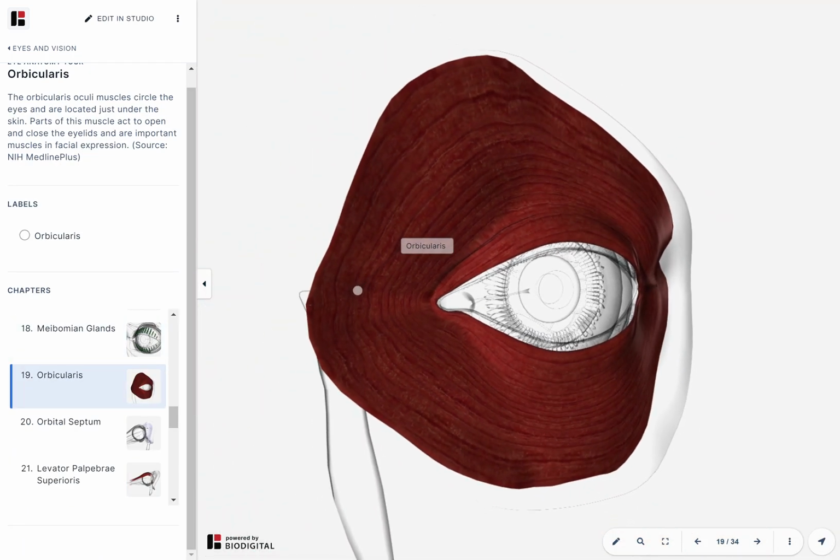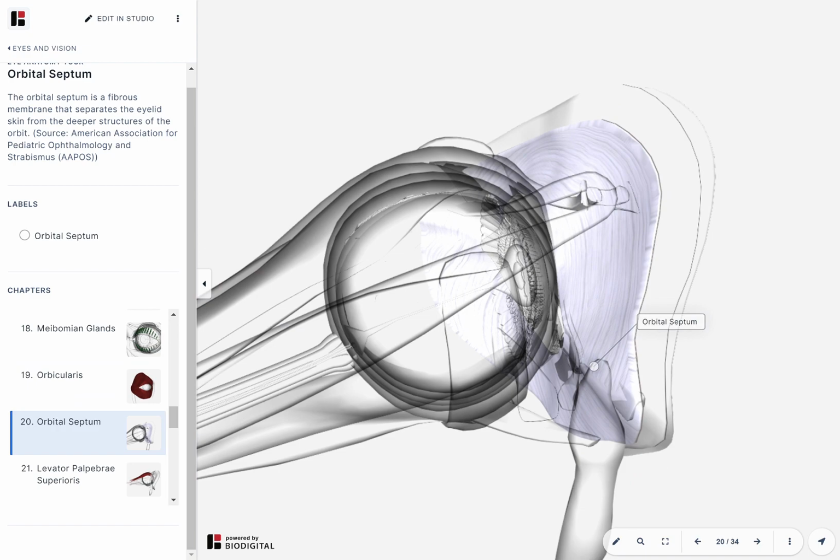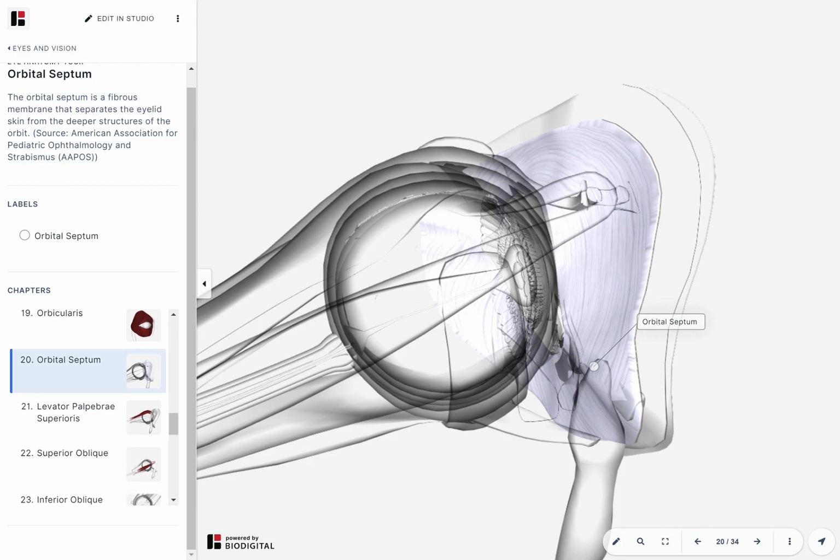Then the muscles. The orbicularis oculi muscle is a huge muscle surrounding the eye, giving one layer of protection. There is the orbital septum, which is another structural support, mainly a fibrous membrane.